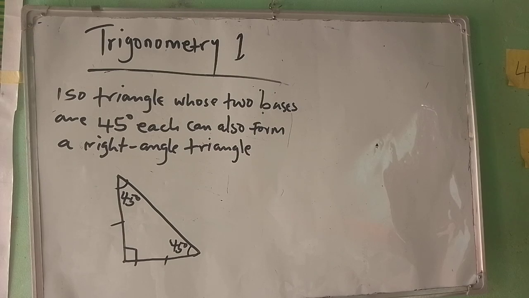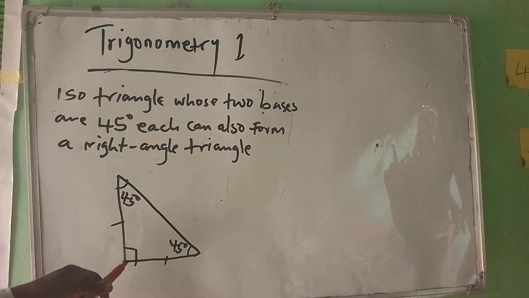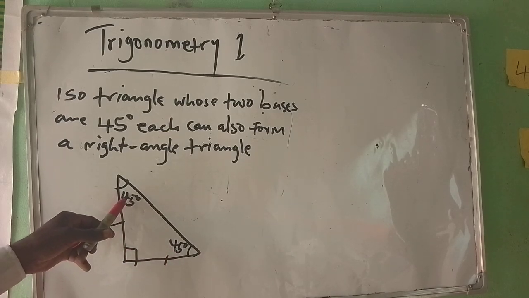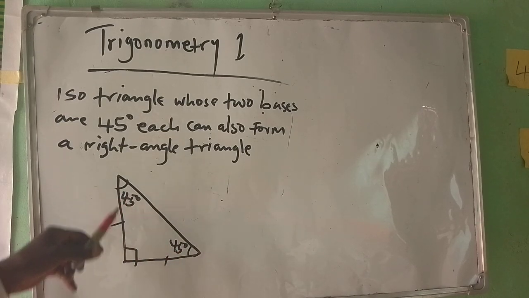So remember, I am explaining how a right angle triangle is formed. The second way it can be formed is through an isosceles triangle. As you can see on the board, an isosceles triangle whose two base angles are 45 degree each can also form a right angle triangle. That means as this place is 90 degree, this place should be 45 degree, and here should be 45 degree. The two base angles are equal.